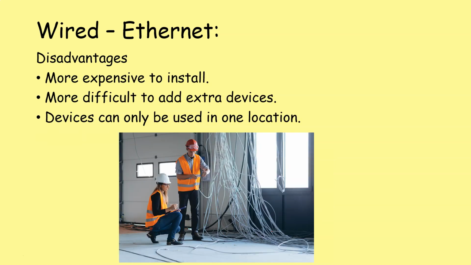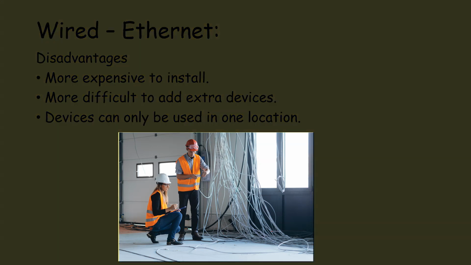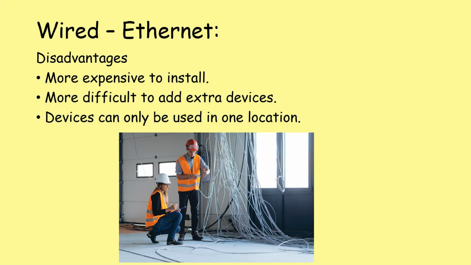Disadvantages: it can be more expensive to install than, say, wireless. If you have a look at this picture here, buildings have to be wired up. You need cables through walls, through floors, along ceilings. It's more difficult to add extra devices. Obviously, once you're plugged in to the cable, devices can only be used in one location. They're not portable or mobile.